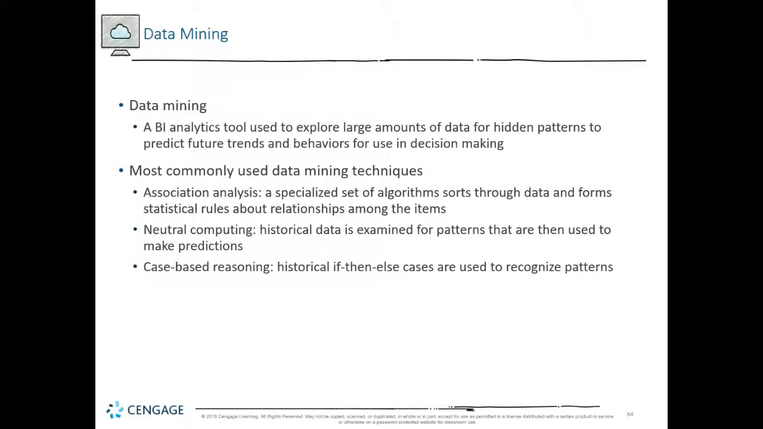Data mining. Data mining is a BI analytic tool used to explore large amounts of data for hidden patterns to predict future trends and behaviors for use in decision making.